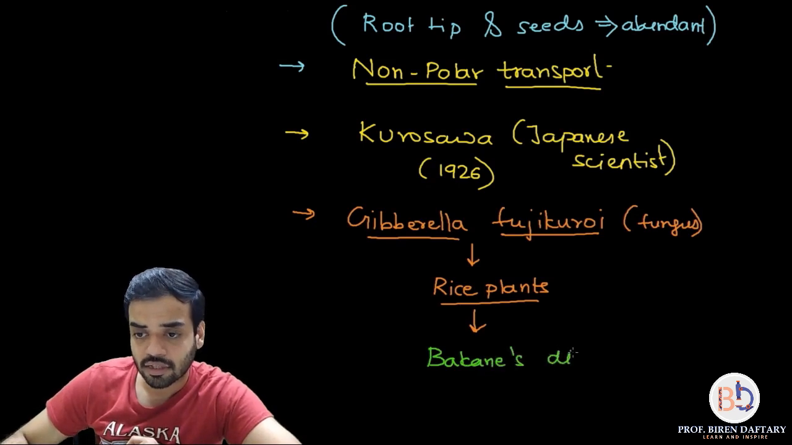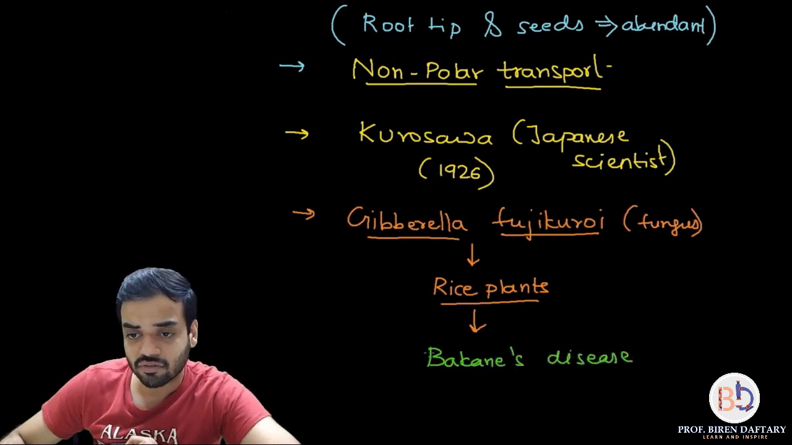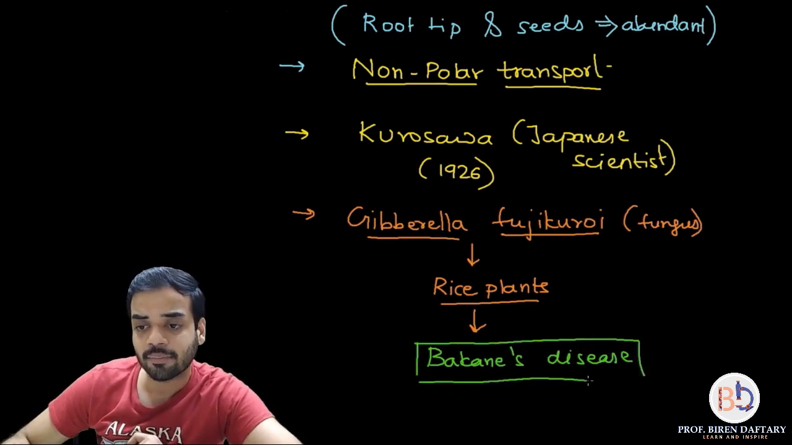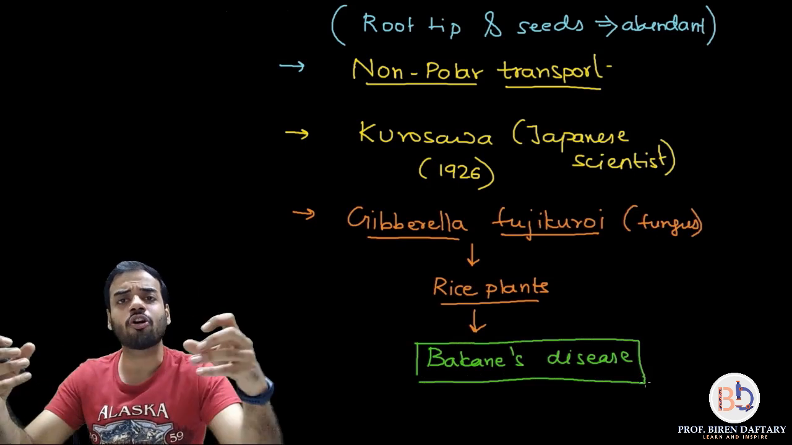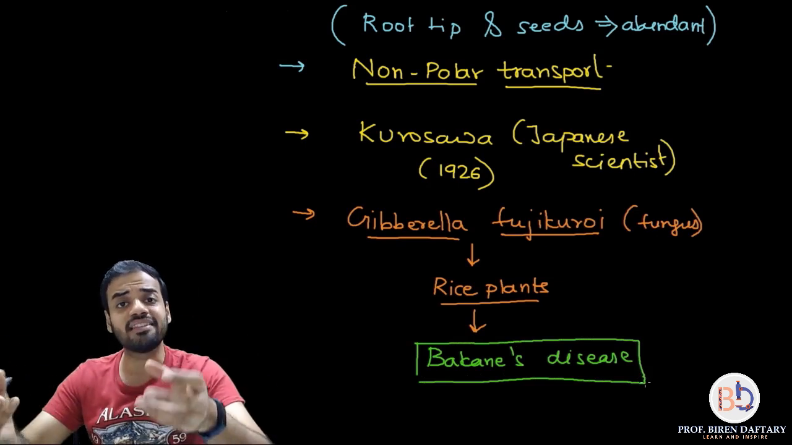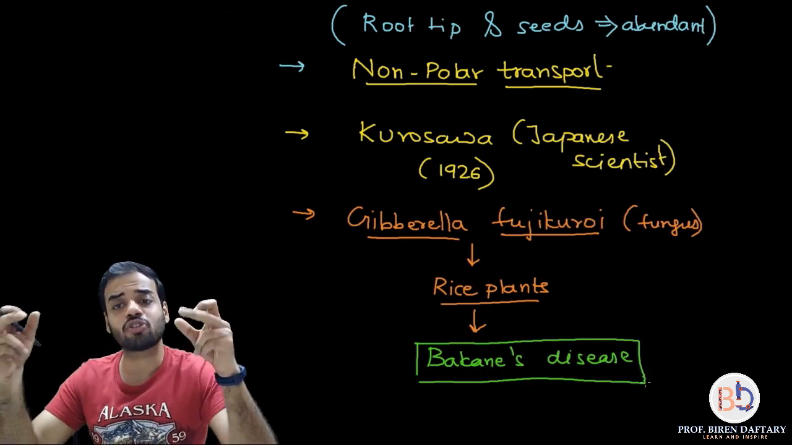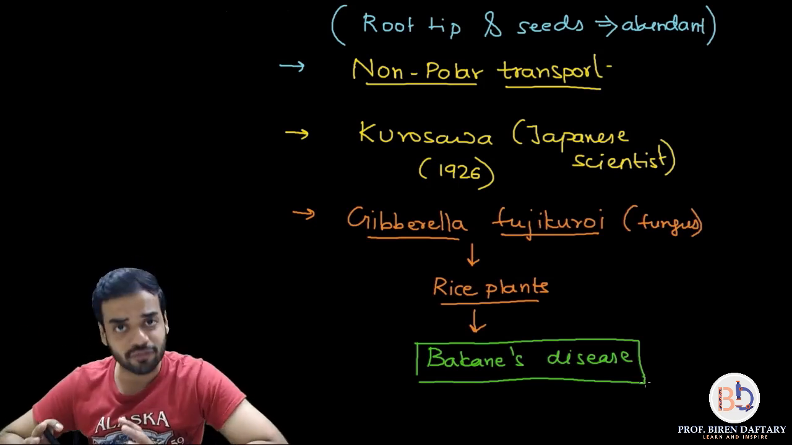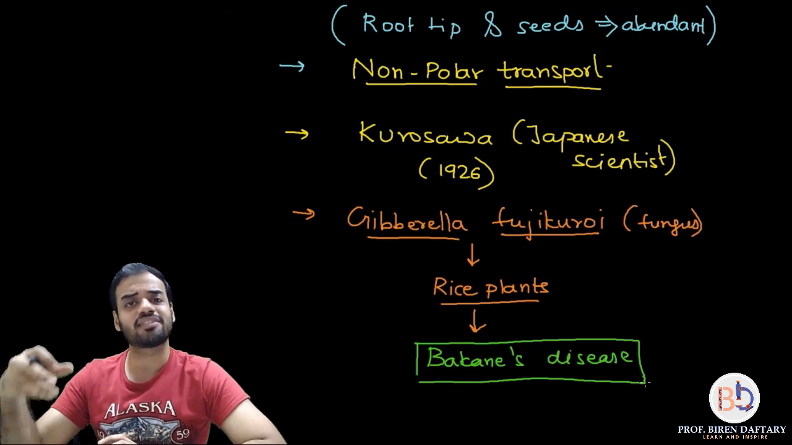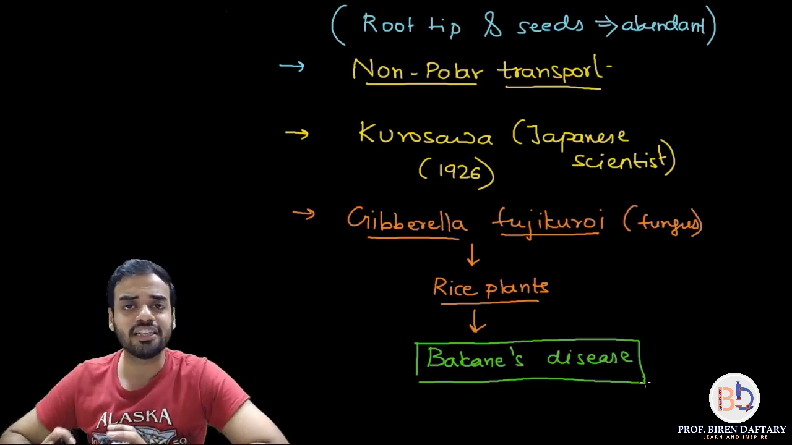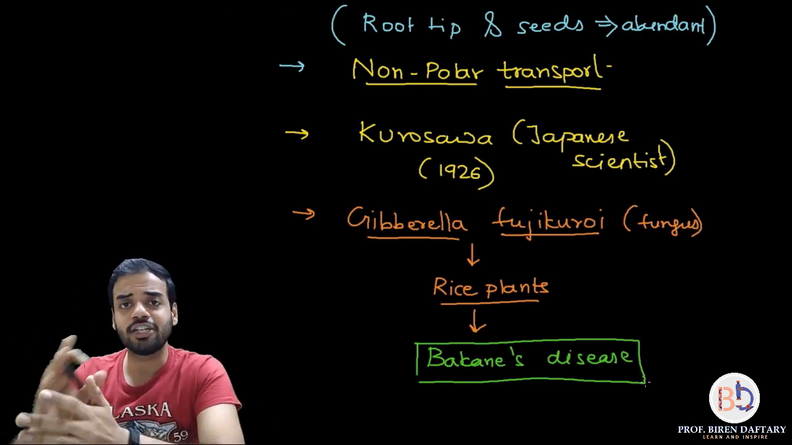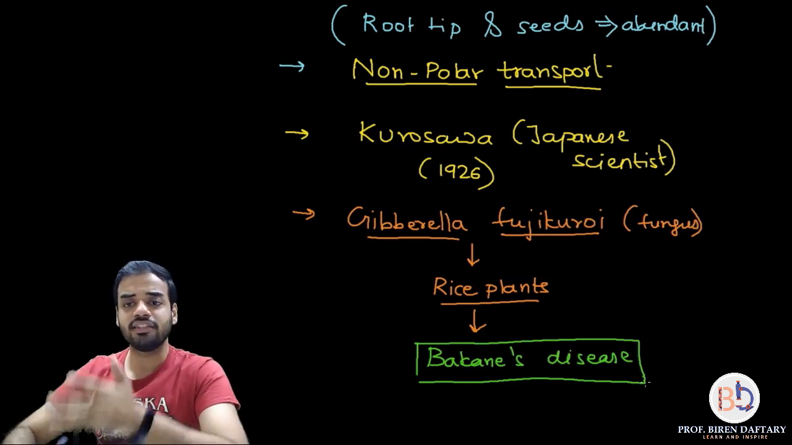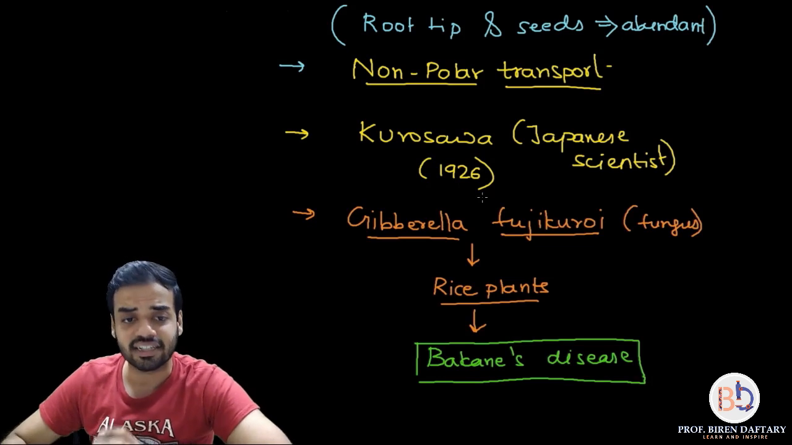Please remember this. In Bakanae disease, the length of the stem increases abnormally. It becomes very, very long. Which stem? The rice stem. And this increase in length of the stem is caused by chemicals inside this Gibberella fujikuroi fungus, and these chemicals were subsequently called gibberellins, but Kurosawa did not discover the word gibberellins. Is this clear? So all this happened in 1926.